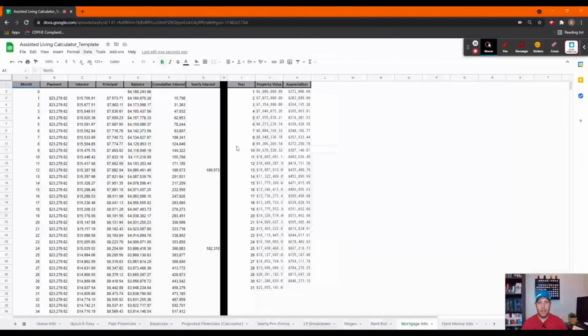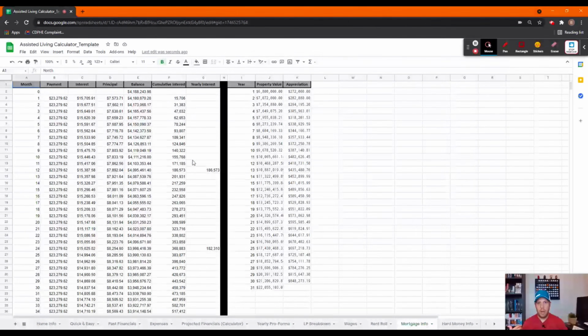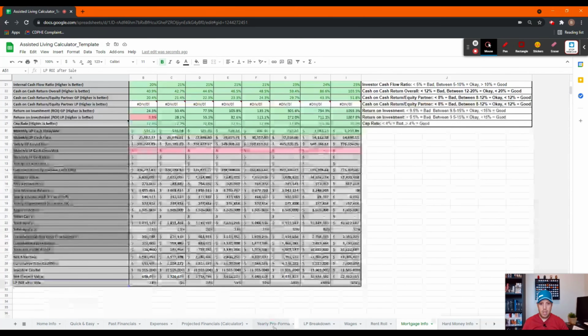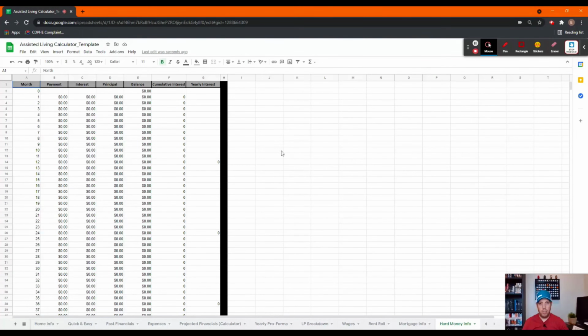And then this is, again, just a mortgage calculator based off of that. It's giving us property value and appreciation values as well by year, which is pulling into the yearly Proforma tab, and we've got something very similar here on the hard money tab. So yeah, that is the calculator.